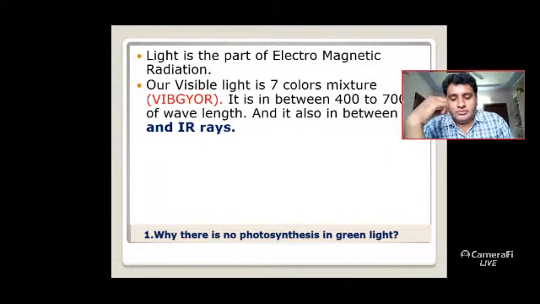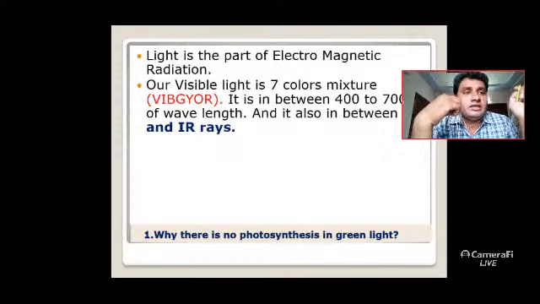If you go for a detailed study of light, visible light is a mixture of 7 colors. That is the reason the rainbow has seven colors. The 7 colors everybody knows are violet, indigo, blue, green, yellow, orange and red. These are the 7 colors we can see in the light.